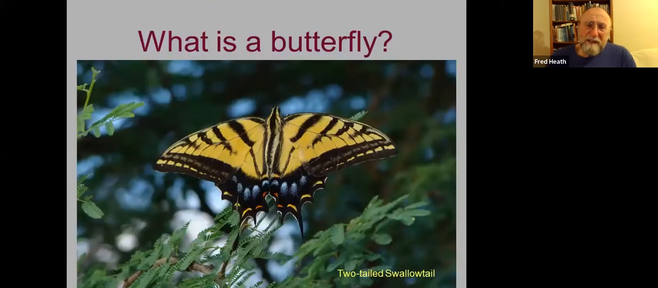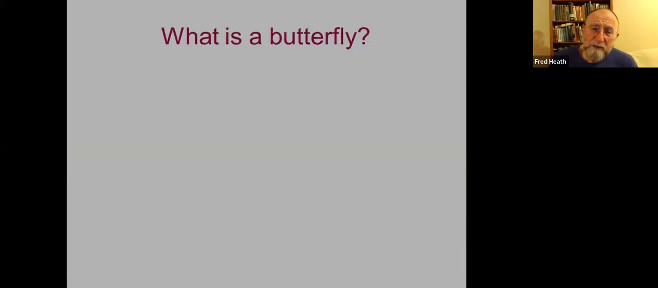So kind of to start with, what is a butterfly? Obviously you recognize one when you see one, and here's the two-tailed swallowtail, which is the state butterfly, although they're found all over the West. And it's the largest butterfly that we have.